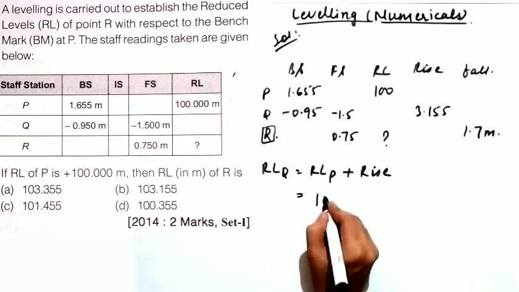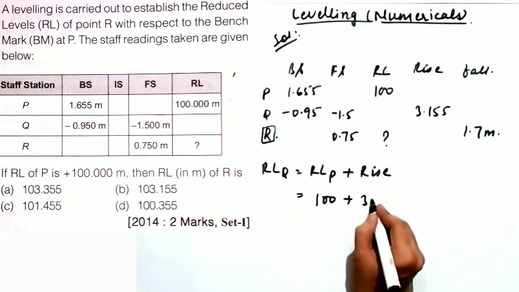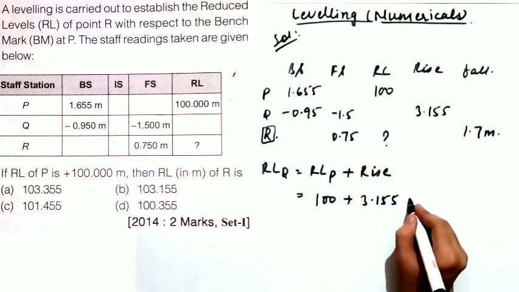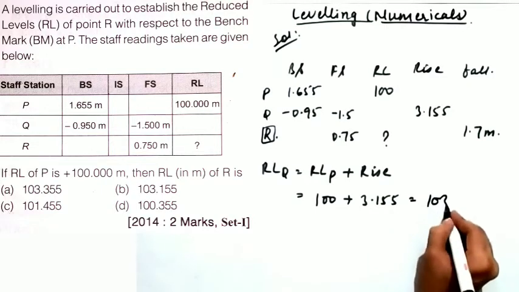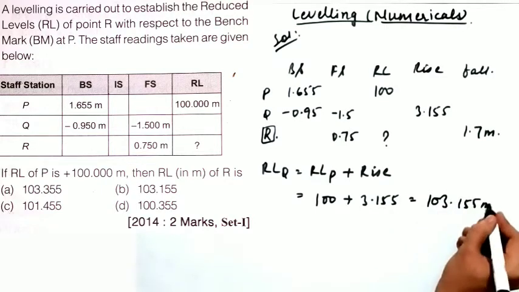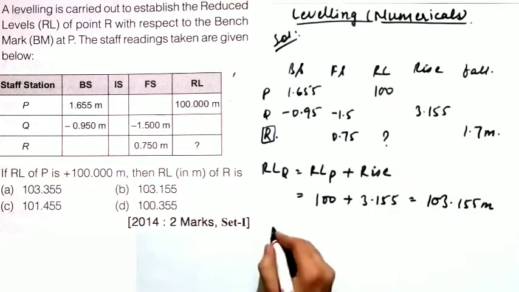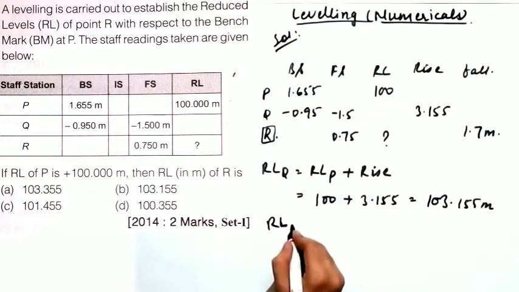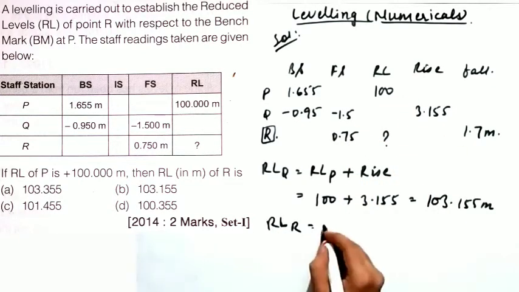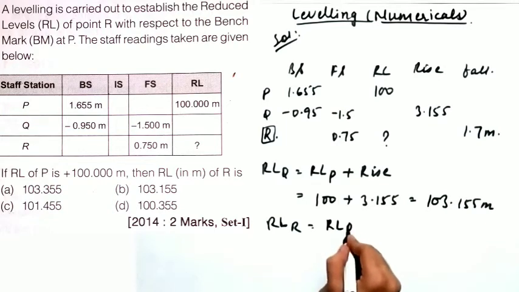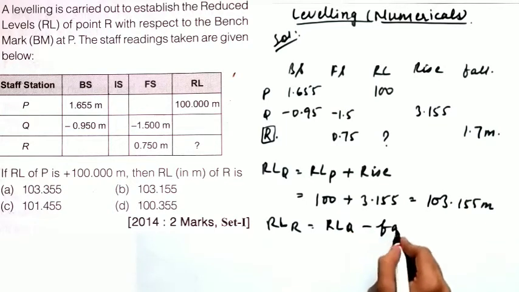What is RL of P? RL of P is 100 and the rise is 3.155. So RL of Q will turn out to be 103.155 meters. You can write it here. Now calculate the RL of R. RL of R will be calculated by RL of Q minus the fall.